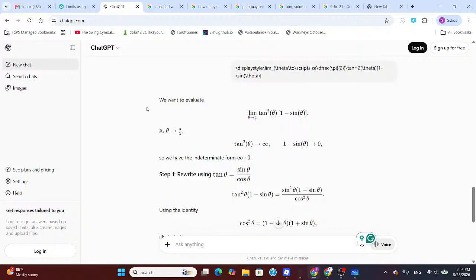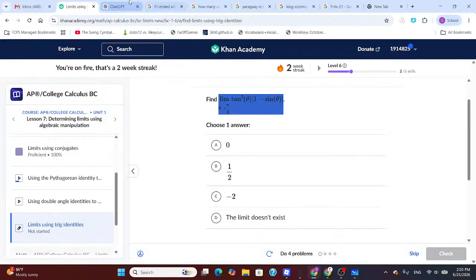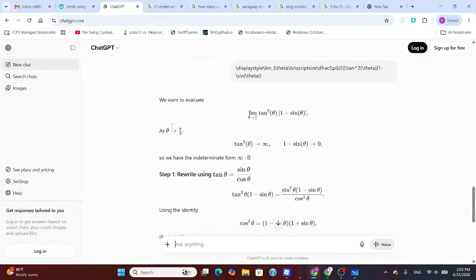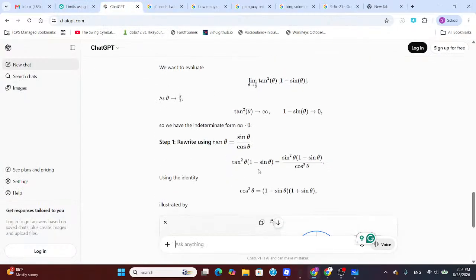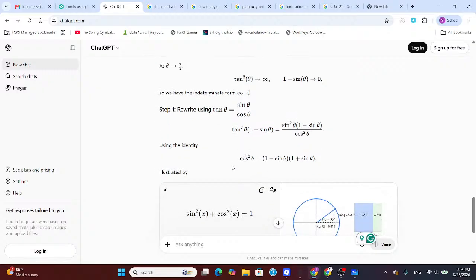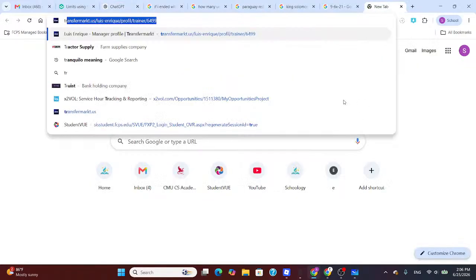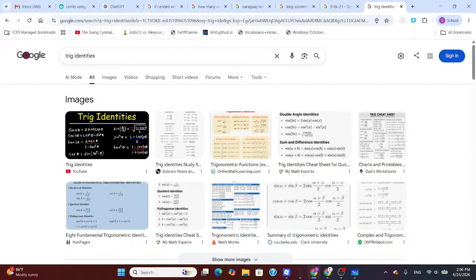Step one, rewrite tan as sine over cosine. Identity: cosine squared theta equals... Guys, I think I need a fresh refresh of my trig identities sheet.